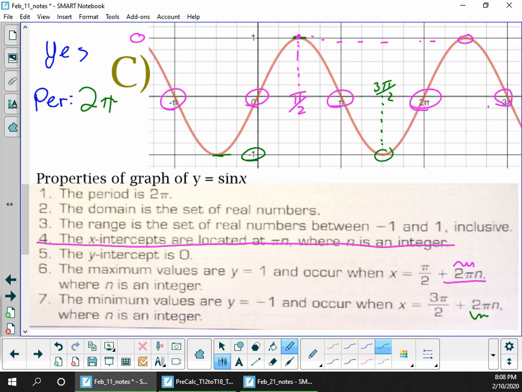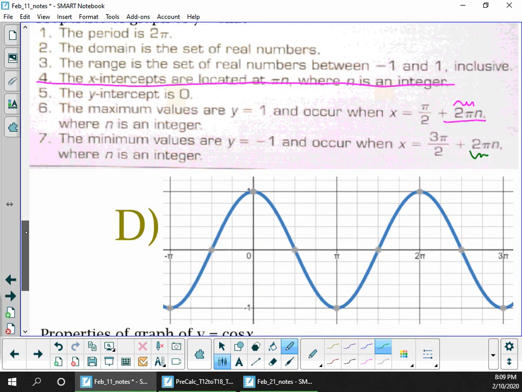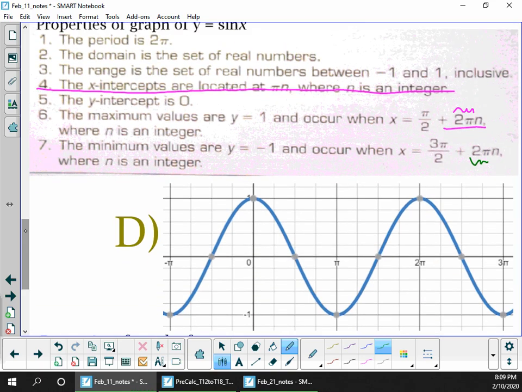So those are all properties of a sine x graph. It is a periodic function. It repeats every 2 pi. Okay, let's take a look at a different graph. Let's take a look at this one.